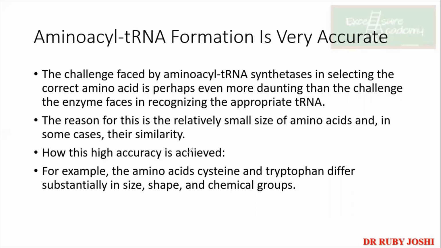What we are discussing right now is how the tRNA synthetase, the enzyme, is able to differentiate between amino acids when they have this similarity. For example, if you have seen the structure of phenylalanine and tyrosine, what is the difference in the side chain groups of these two? If you have seen the structure, how much difference is there?